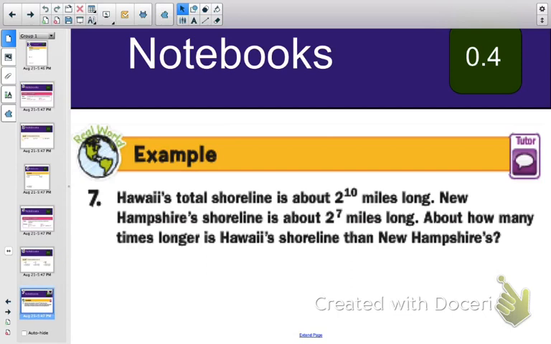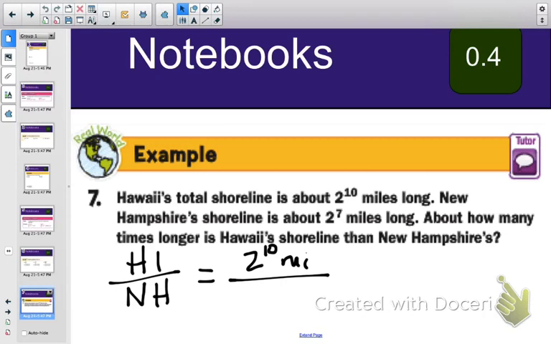So basically, how many times will New Hampshire's shoreline go into Hawaii's shoreline? So this is actually a division problem. So we're going to divide Hawaii divided by New Hampshire. Hawaii's is about 2 to the 10th miles long, divided by New Hampshire's, which is about 2 to the 7th. This will tell us how many times New Hampshire's shoreline will fit into Hawaii's.